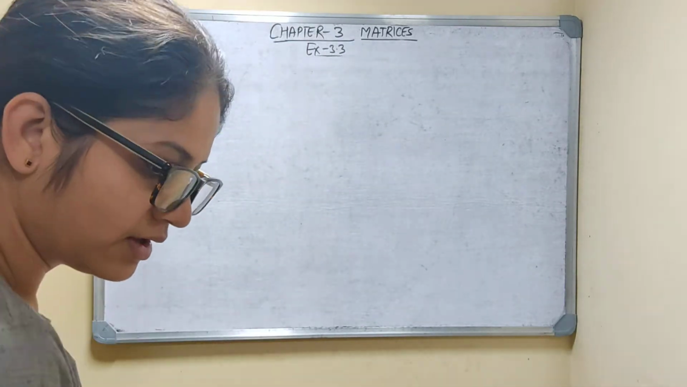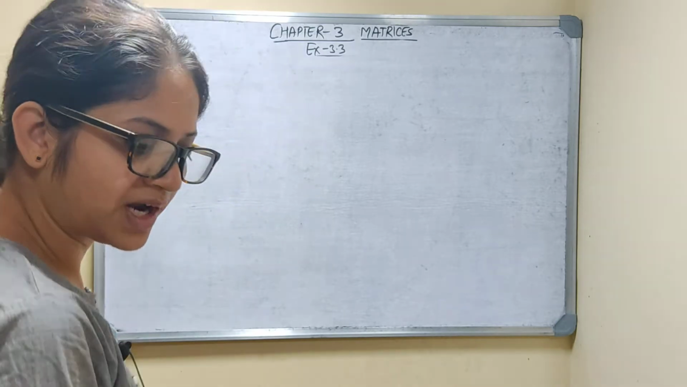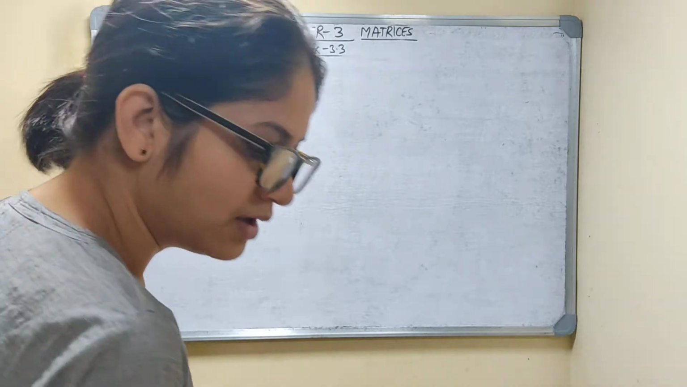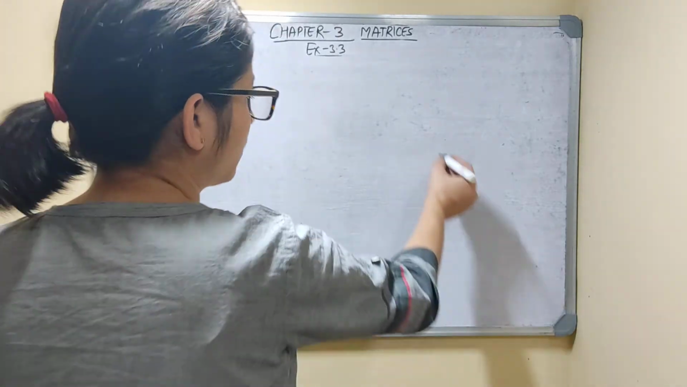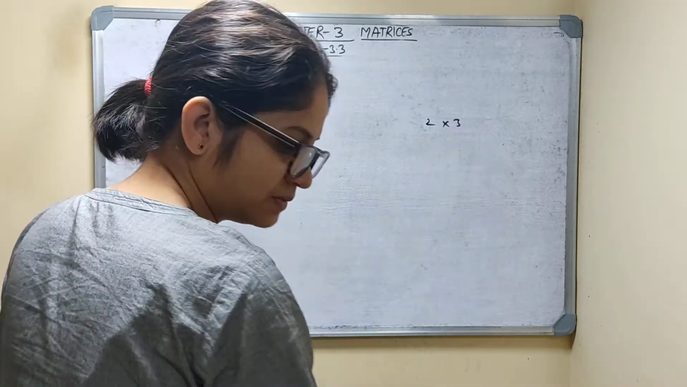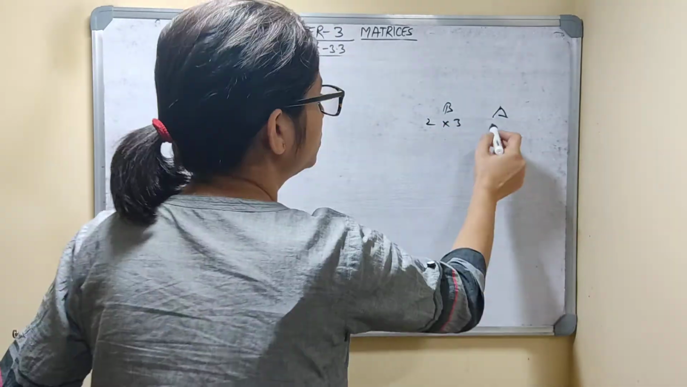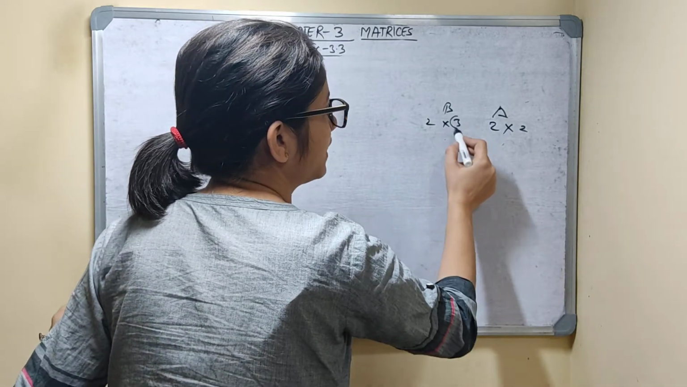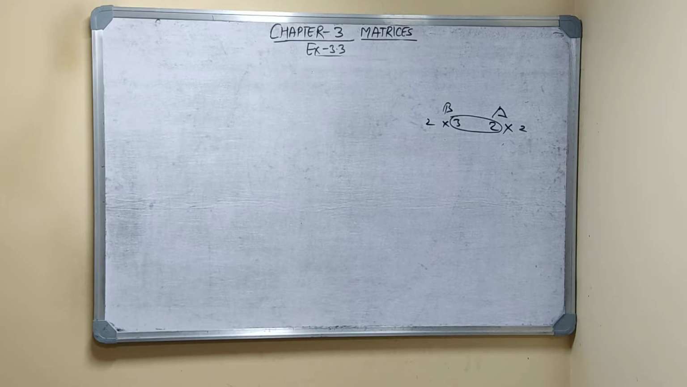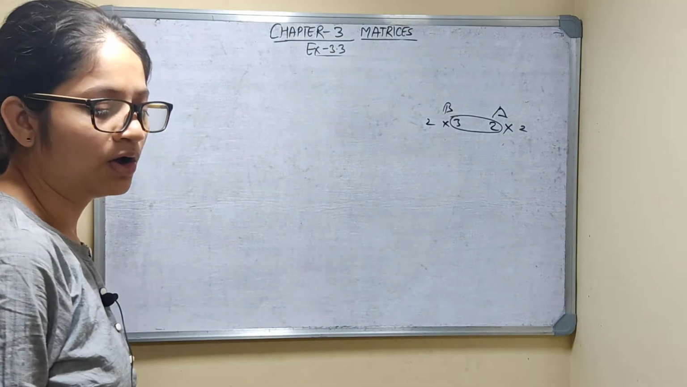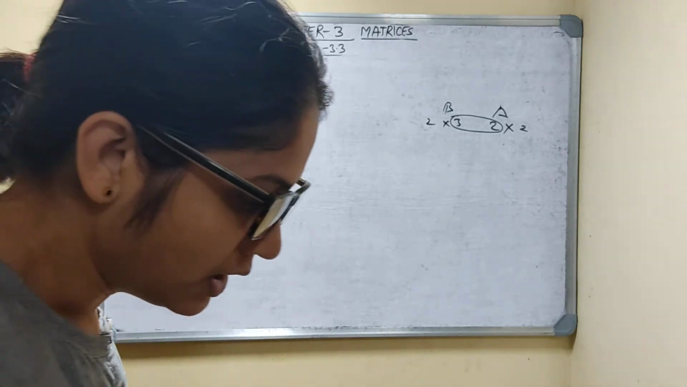Question number 14. This also you can do. AB you can multiply, but can you find BA? B is 2 rows and 3 columns, and A is 2 rows and 2 columns. No, you can't find it, because the first matrix's columns should be equal to the second matrix's rows. Then only you can multiply. So this is not possible.